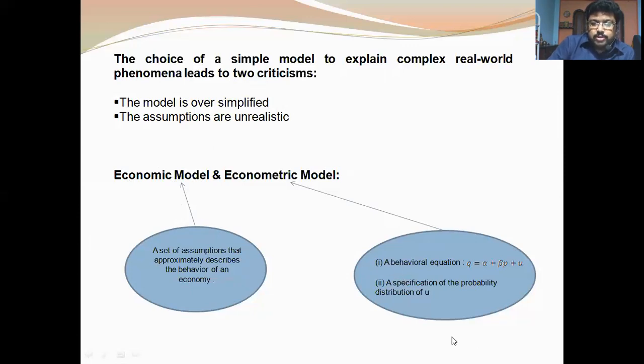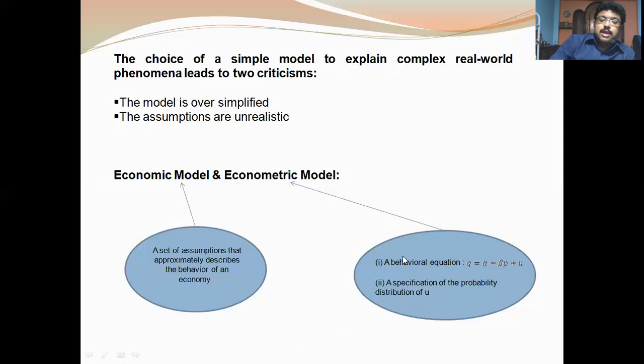One is a behavioral equation. An econometric model should have a behavioral equation. What is the behavioral equation? Q = alpha + beta P + U is the behavioral equation. Here, Q is the quantity demanded, here the apple is considered, P is the price of apples, and U is the disturbance term. Other factors are here in U. So this is the behavioral equation: Q = alpha + beta P + U.